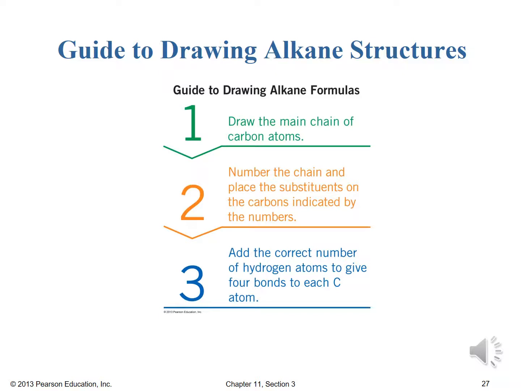Number 2, we number the chain and place the substituents on the carbons indicated by the numbers. It's all there for you to interpret. And of course, we're talking about chains, but the same would be true of rings. And then finally, number 3, add the correct number of hydrogen atoms to give each carbon atom 4 bonds. So we never really worry about hydrogen. We just figure there's enough hydrogens to make everything, in the case of alkanes, saturated.